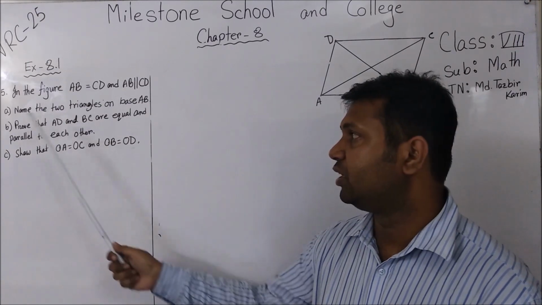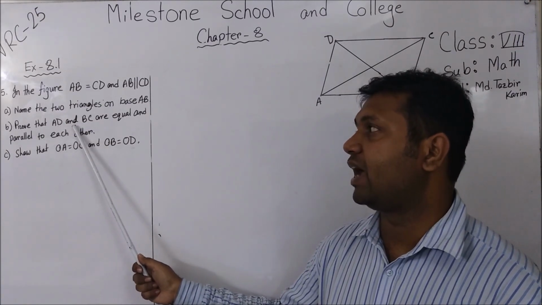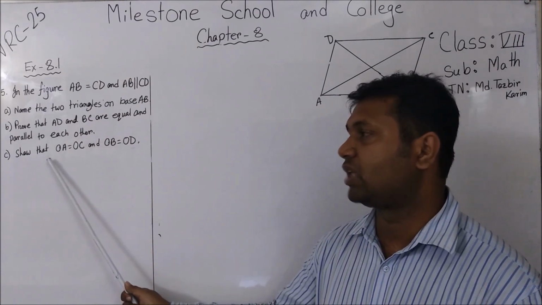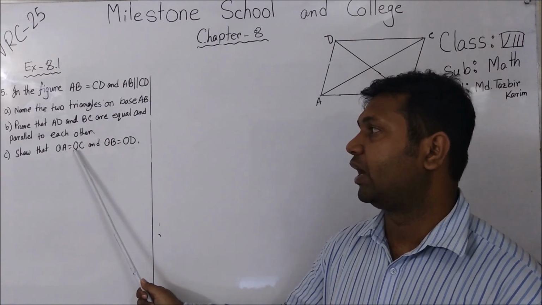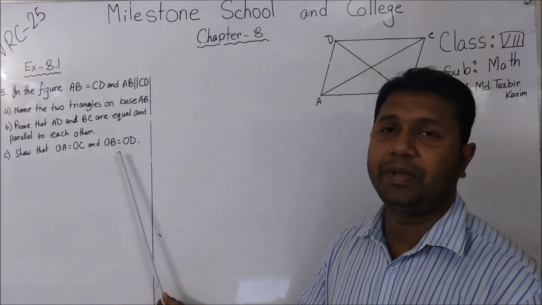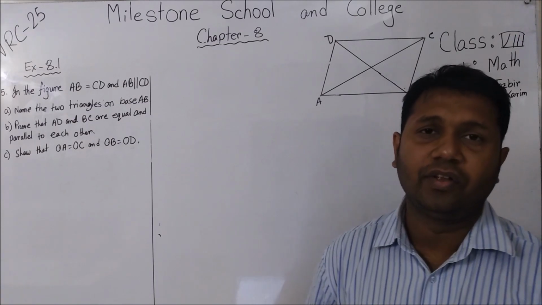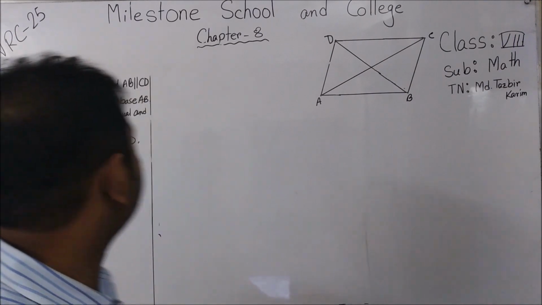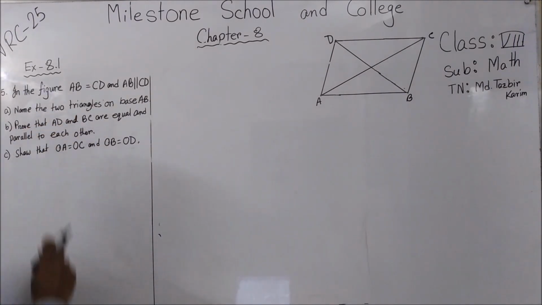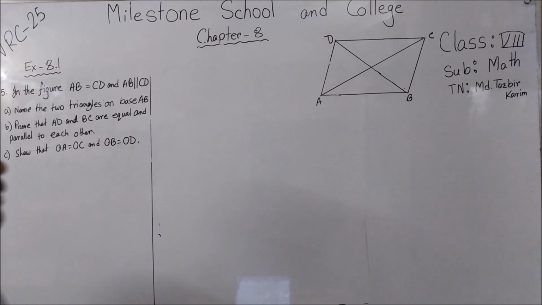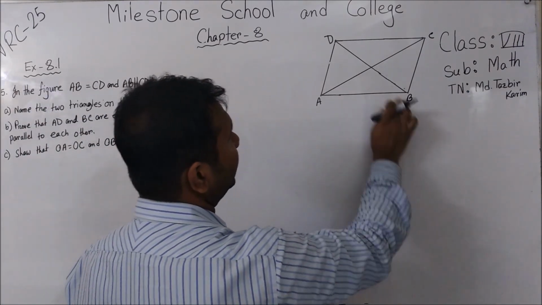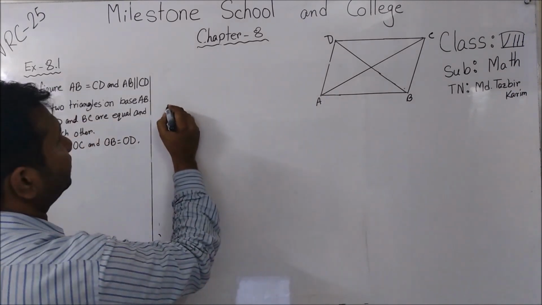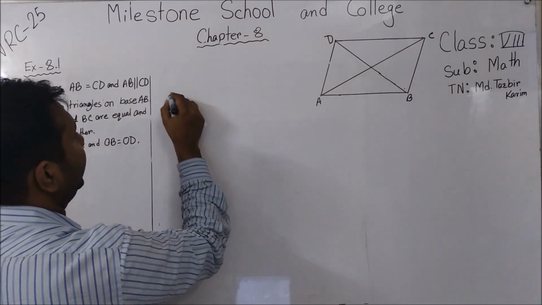This is the first question. B, prove that AD and BC are equal and parallel to each other. And question C, show that AO equals OC and OB equals OD. Now for question A, we have to name the two triangles on base AB. This is our base AB, and from this figure you can see the two triangles. You can write that as the answer to question A.